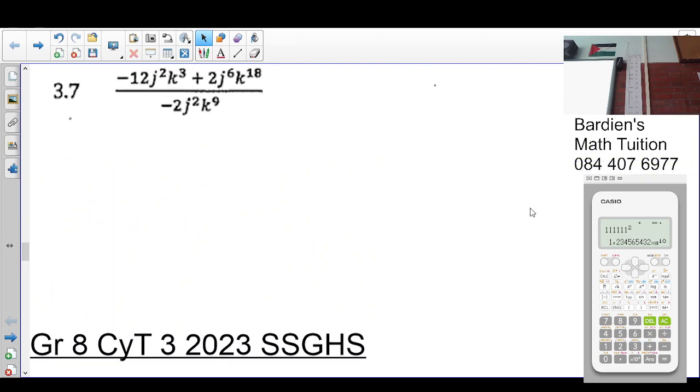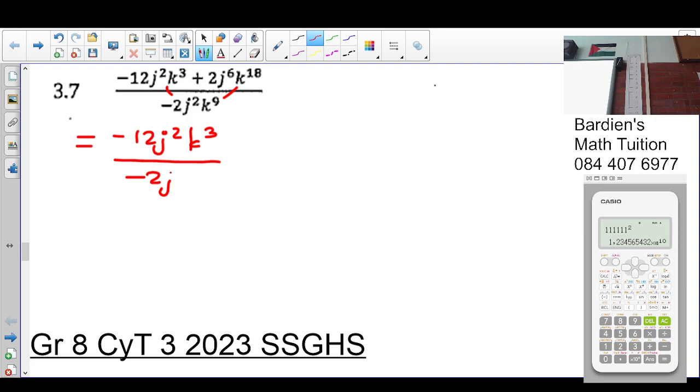People, so what we do here is we put each one over its own denominator. So it's going to be negative 12j squared k cubed over negative 2j squared k^9 plus 2j^6 k^18 over negative 2j squared k^9. Okay. So what's negative divided by negative? Positive.